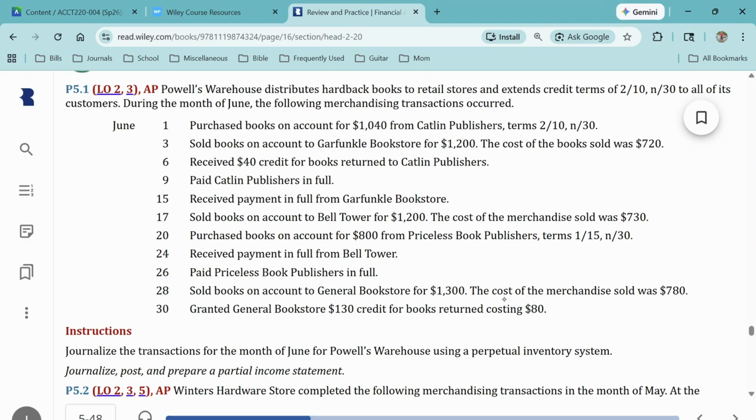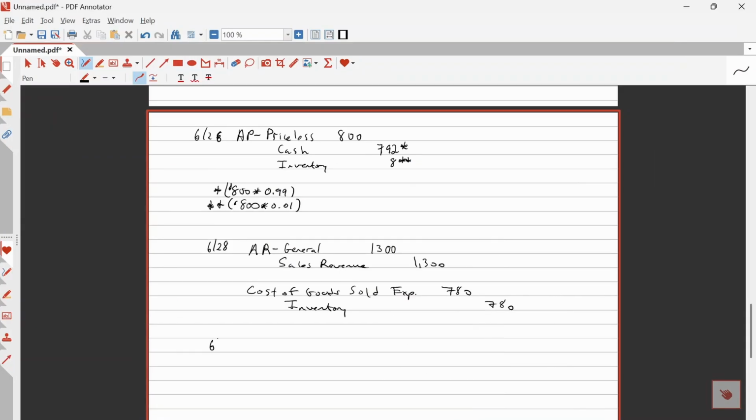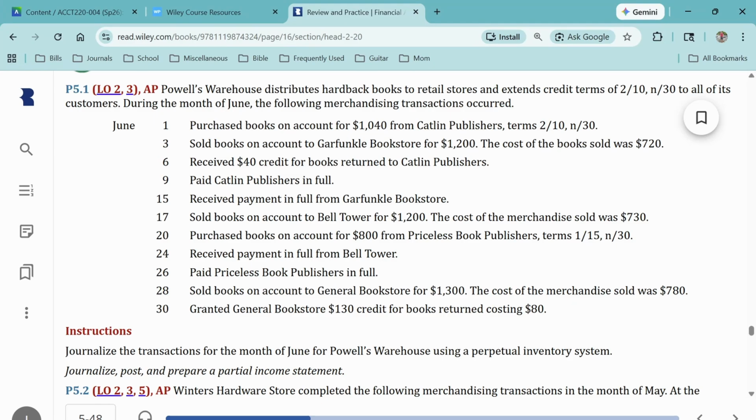And then the 30th, the end of June comes at the 30th. We granted General Bookstore $130 of credit for books that they returned to us. And the books that they returned to us that we're granting them $130 credit, we originally, when we bought those books, before we sold them to them, it cost us $80.